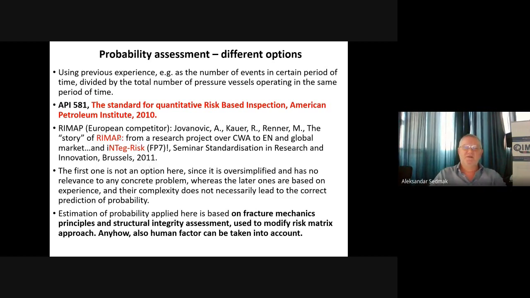Anyhow, as I will show in some detail in the following slides, both of them are relatively complicated. And we will actually use some other approach, something that we introduced, which is based on fracture mechanics principles and structural integrity and life assessment. Also, one important issue, which will be covered very shortly, is the human factor, which we can also take into account.